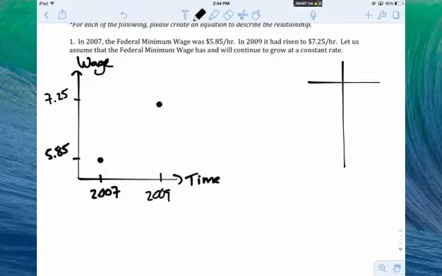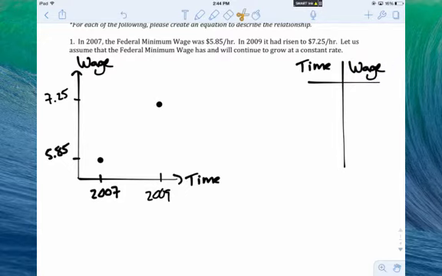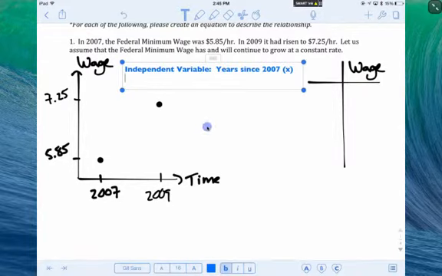Okay, so here in my independent variable, we're going to have time. In my dependent variable, we're going to have wage. The minimum wage is good, but time, not quite good enough. We're going to have to be a little bit more specific here with what that is. So for the first example, we're going to do this twice. For the first example, we're going to let our independent variable be the number of years since 2007. And we're going to give that the super unoriginal variable name x, and our dependent variable is going to be the minimum wage. And we're going to give that the super original name y.